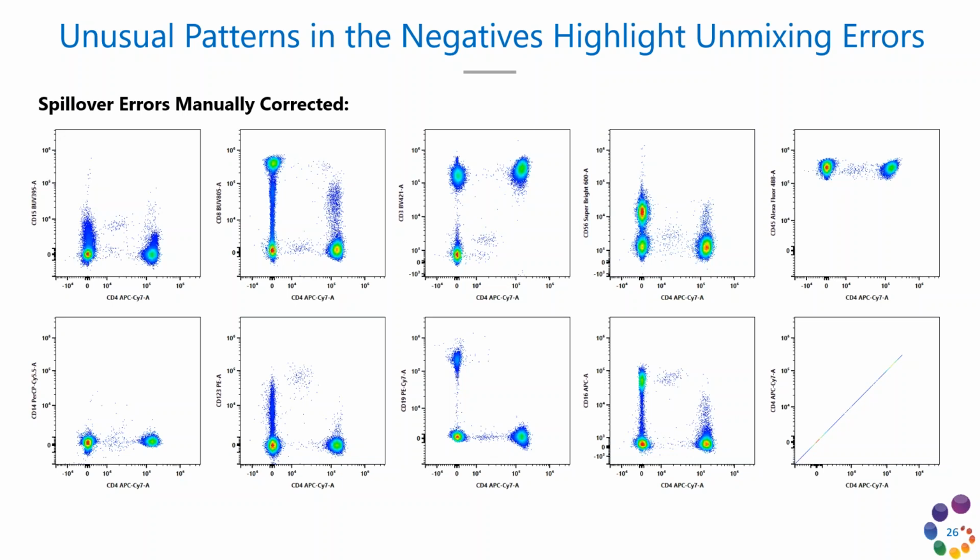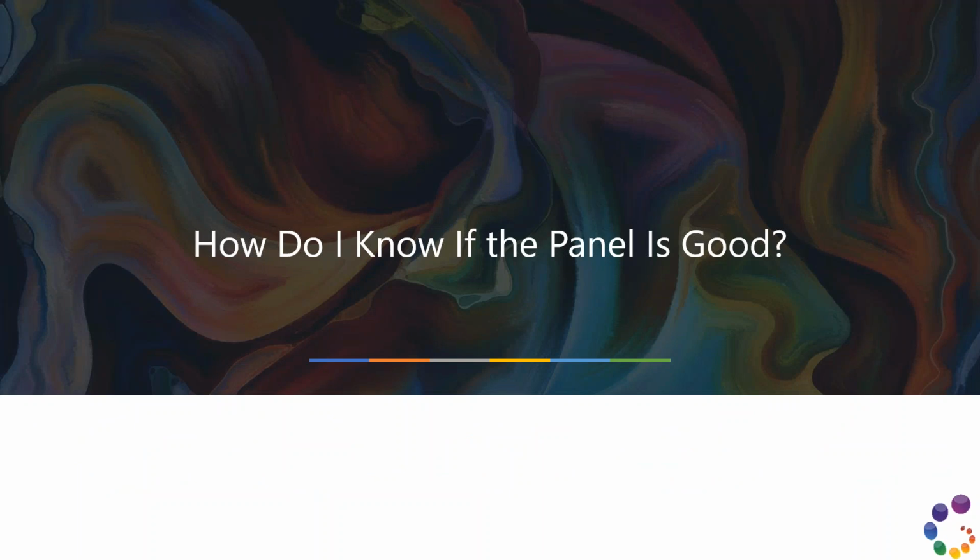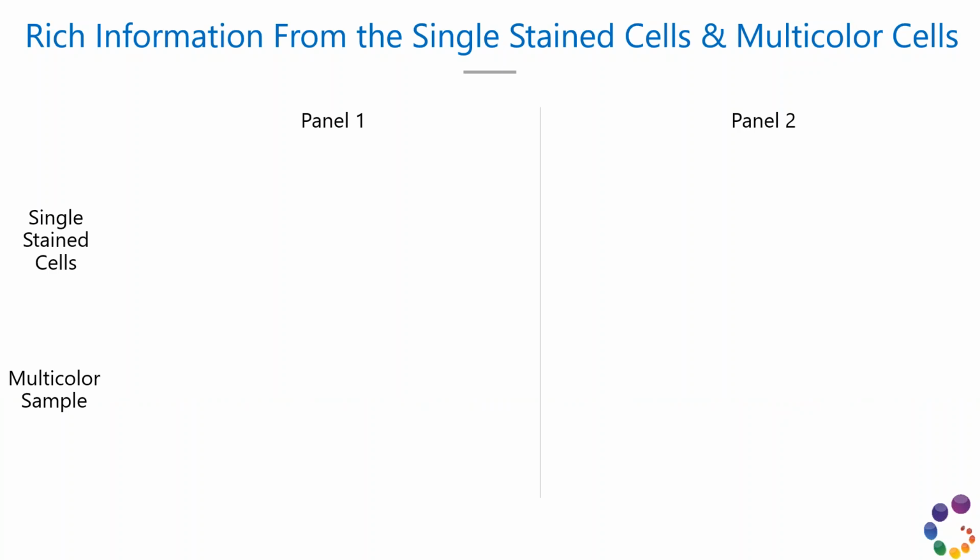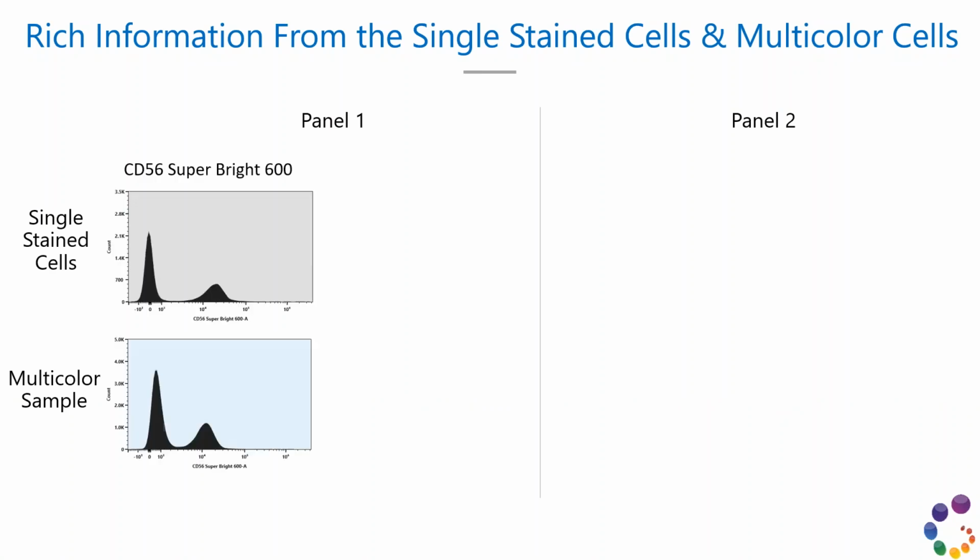Now that you have all your controls picked out, how do you know if your panel is even any good to start with? Well, there's one thing that you should do the first time you run a panel, and that is to record single stain cells for each of your reagents and compare what's going on in your single stain cell tubes to what's happening in your multicolor sample. There's a lot that you can learn from this exercise, so let's walk through a few examples together that I've pulled from panel 1 as well as from panel 2.